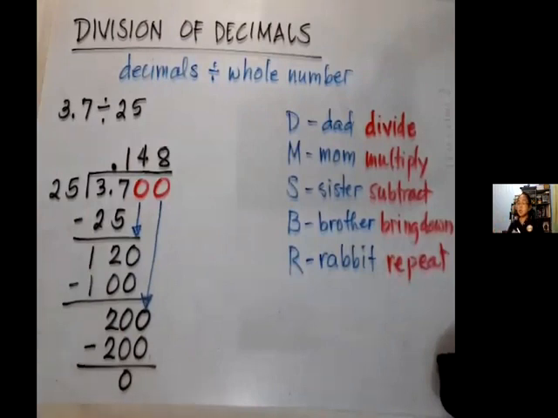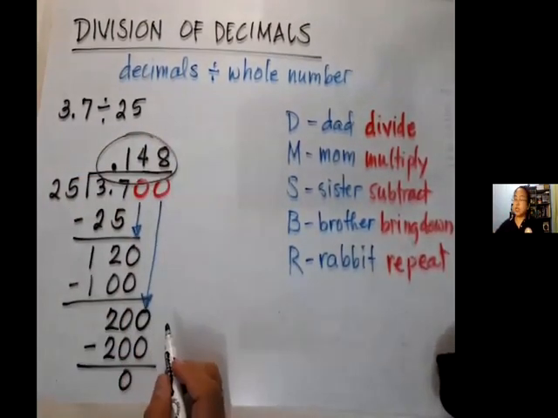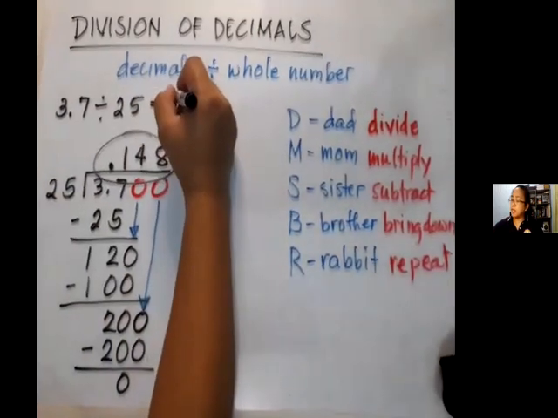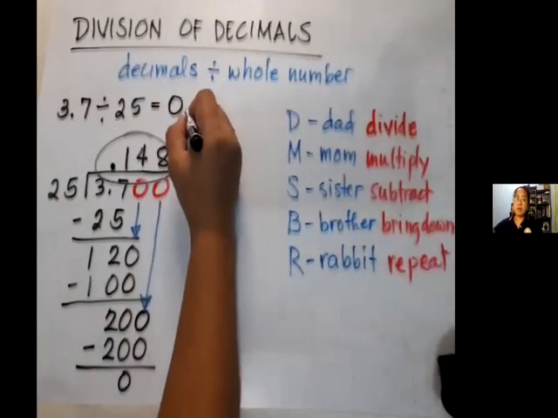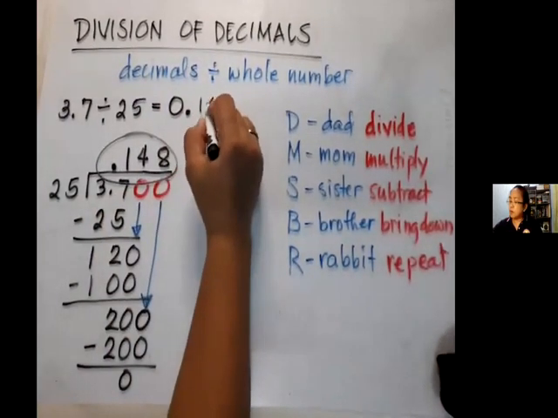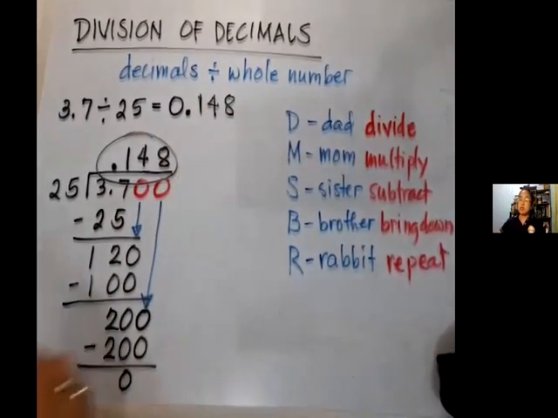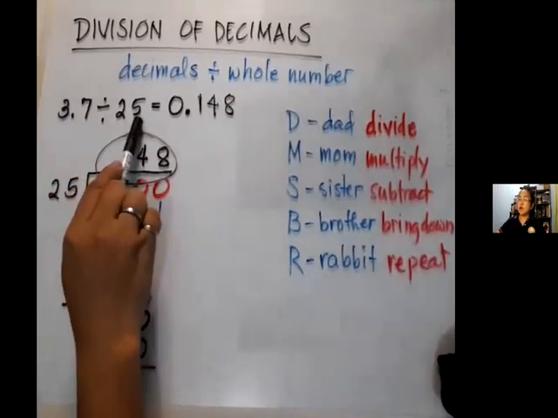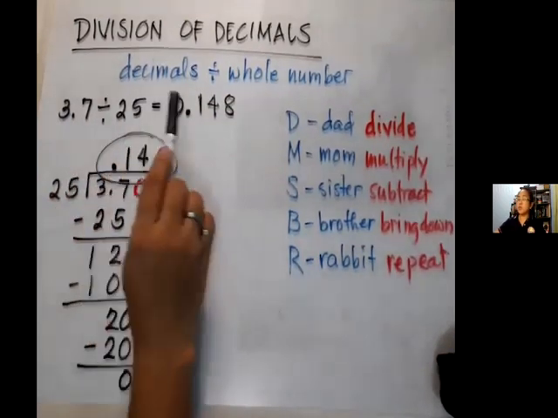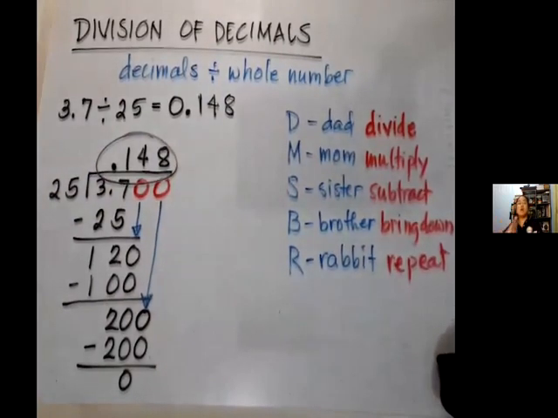Ano ngayon ang ating sagot? Ang sagot natin ay 0.148. And to write it properly, we place a 0 before the decimal point, and then we continue on copying 1, 4, and 8. So, what is 3 and 7/10 times 25 divided by 25? It's 148,000. Okay, so that's how we divide decimal numbers by whole numbers.